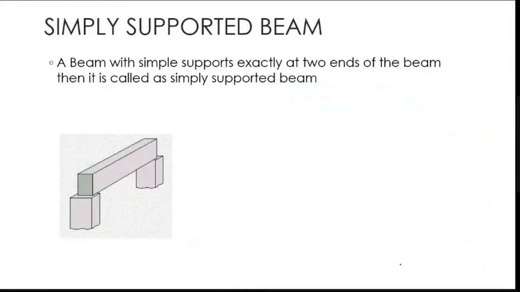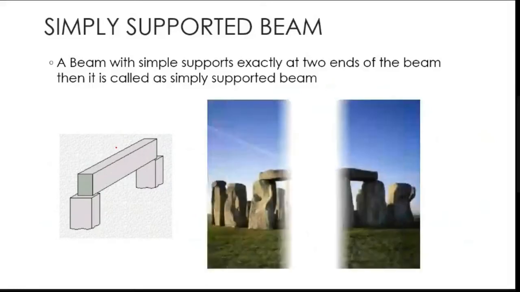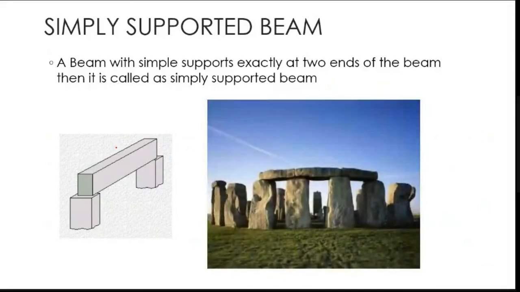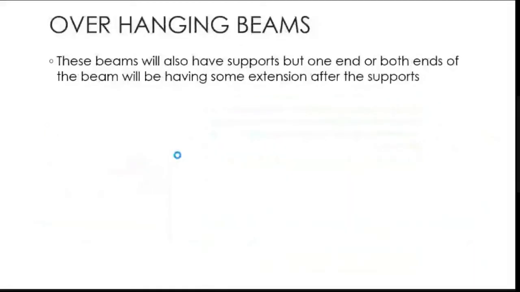You can see these types of things in temples, where they won't fix anything. They will keep the rocks just as they are, right? So it has two supports. Whatever the rock is holding, that's it. Something like this, we call simply supported beams, right? Actually, this is not simply supported. Only if we consider these two parts, it's simply supported. If you have only two supports, we call it a simply supported beam, right?